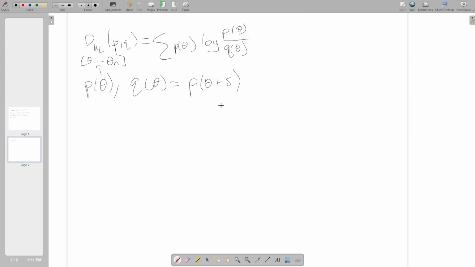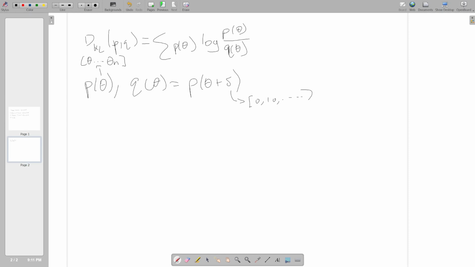So we have some vector here, and this is just whatever the difference is. So this could be all zeros, which would just make it equal, or it could be 1 and then zeros everywhere else. But it's just some vector that represents the change in parameters around theta.